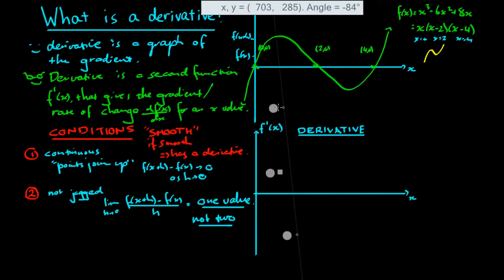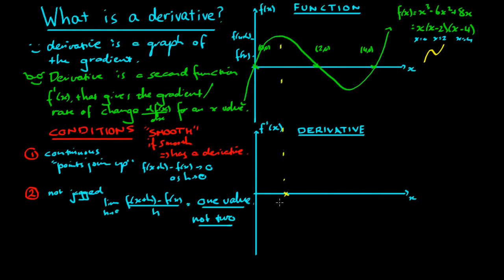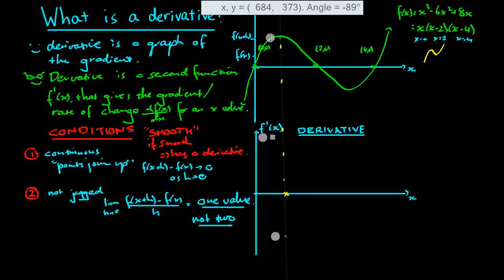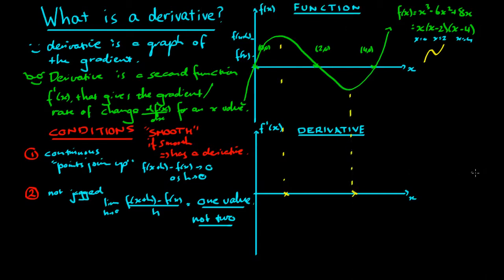So I find the best thing to do is take out your ruler, position the ruler so you can see where the gradient for the function is 0, drop a line down, and then mark in on the bottom. The derivative will cut through this point here. It'll be 0 because the graph there has a gradient of 0. You do the same thing for any other stationary points that we find. The gradient is 0 there. So the graph will cut through that point.